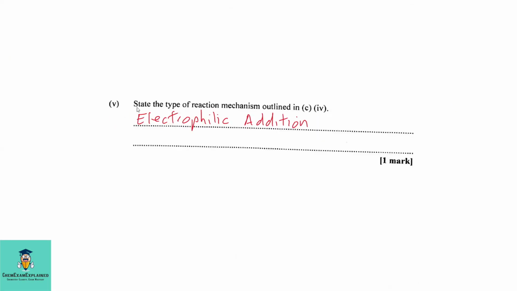Part 5. State the type of reaction mechanism outlined in C, Part 4. We said earlier that the reaction mechanism is electrophilic addition. Remember that in this case, the HBr would have a partially positive H and a partially negative Br, and this would act as our electrophile.